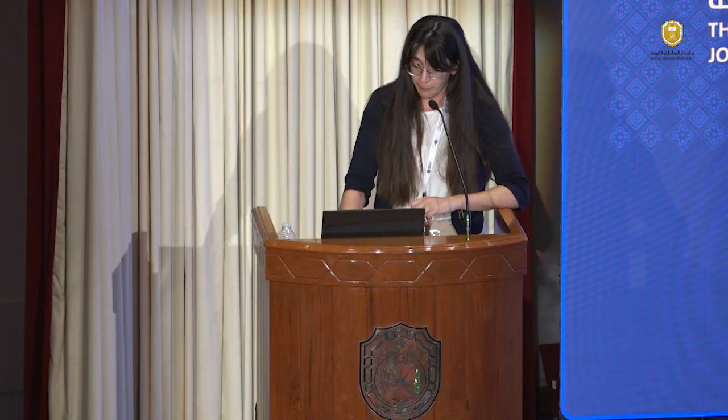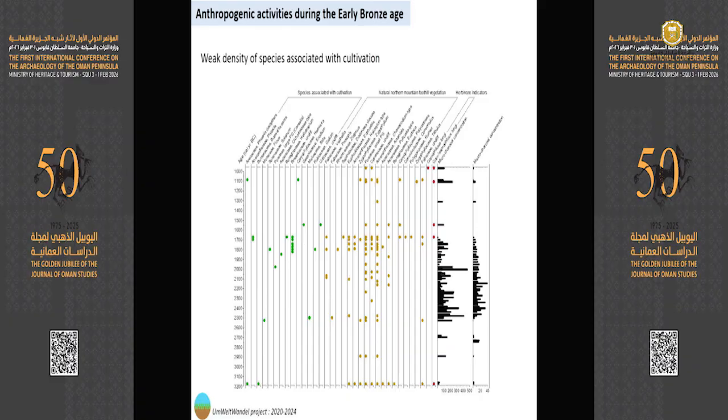Regarding the type of species which have been identified with pollen, we have a weak density of species associated with cultivation, but we do have some. It's all the green spots you can see there. And as you can see, it likely starts from the Hafit period, and it increased a lot during the late Bronze Age.